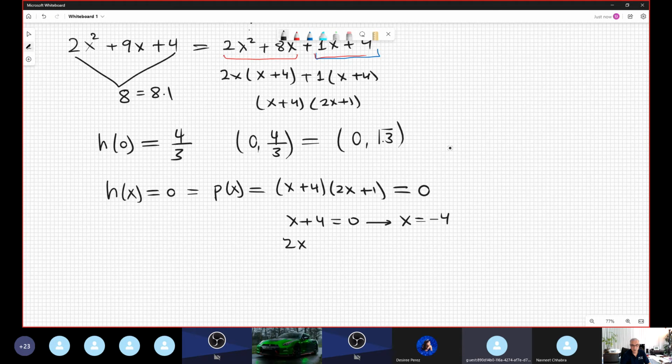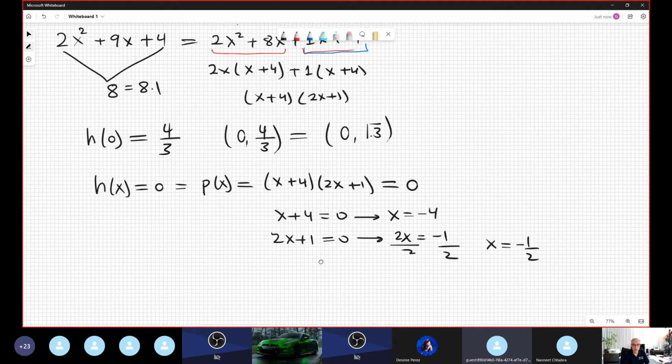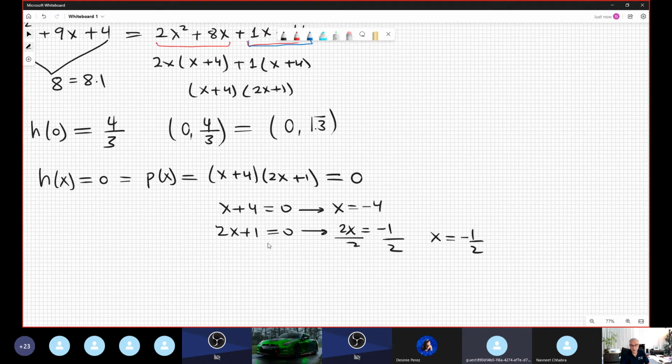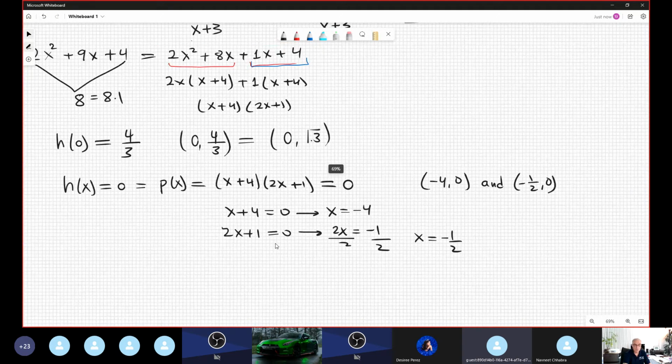2x plus 1 equals 0. Therefore, 2x is equal to minus 1, divided by 2 both sides, x is equal to negative 1/2. Conclusion. We have two x-intercepts, at the points negative 4, 0 and negative 1/2, 0. Super cool. Okay. Now, what's the next step?